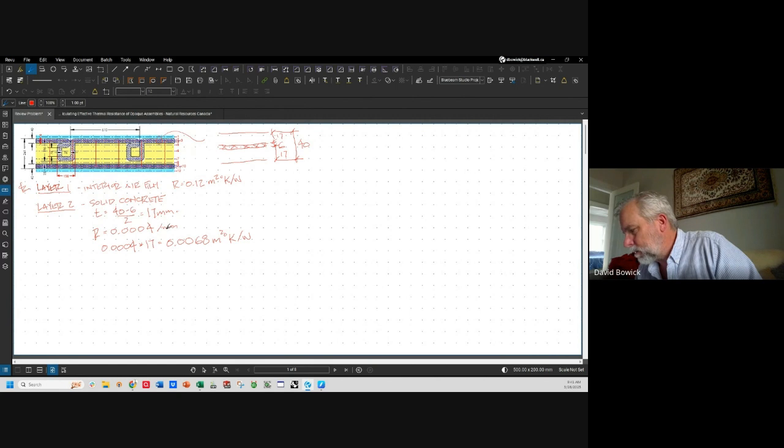I should say, maybe I'll scratch this here. I'll write in the unit. This is 0.0004 meters squared degree Kelvin per watt per millimeter. So that's the one we looked up, the R value per millimeter, and the R value of the overall layer is that. I'm just going to come back here because I don't want it to cause confusion.